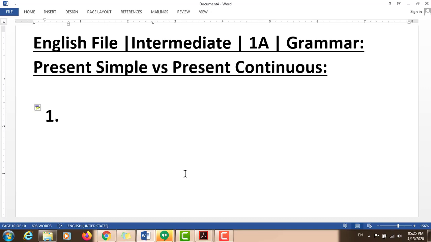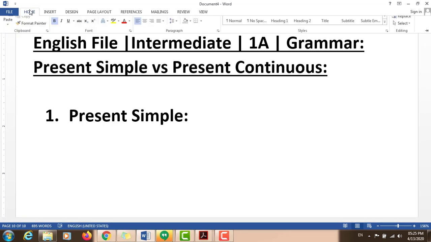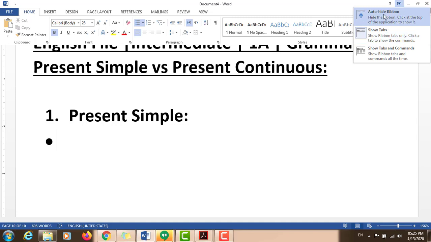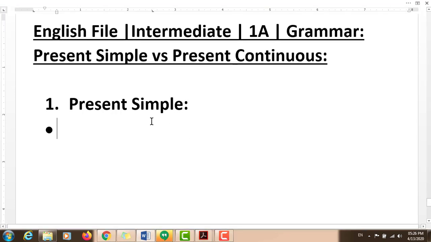Let's talk about present simple, because you've been studying this for the past 6 or 7 months. You know a little bit about present simple, but today we are going to do it very shortly. And let me put a bullet here. Yeah, this is called a bullet, guys. Okay, let me hide this one.